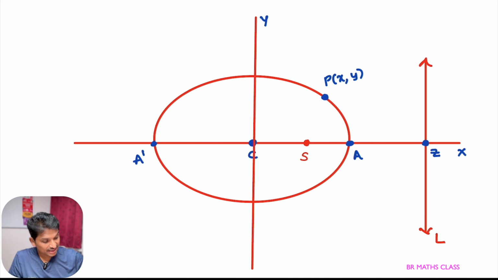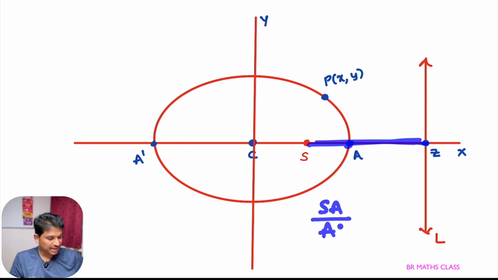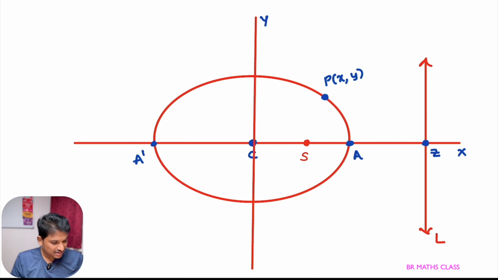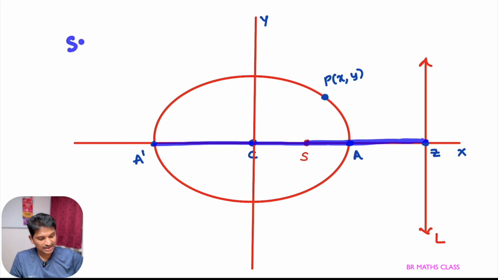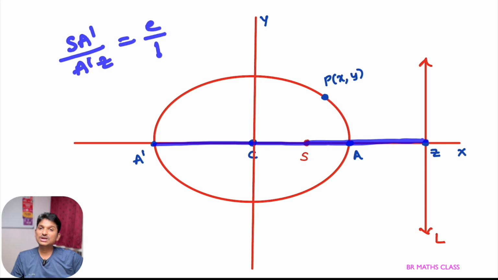Here, what is A? A is a point which divides SZ in the ratio E is to 1 internally, right? So what we will write? SA divided by AZ is E is to 1, which means we can write E by 1. And what about A dash? A dash is a point which divides SZ in the ratio E is to 1 externally. How do you write that? We write it as SA dash divided by A dash Z is E is to 1. We will write like this.